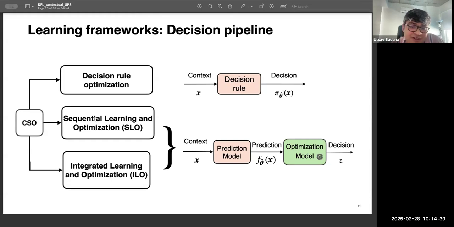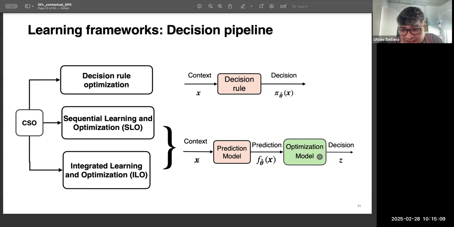You can also do a sequential learning and optimization approach where you first learn a prediction model for your outcome, which is y. And then once you have learned this model, you use it to make decisions. Similarly, you can also learn a prediction model in the integrated learning and optimization approach based on the decision quality of your predictions. However, in both these cases, the decision pipeline that you will use is the same.